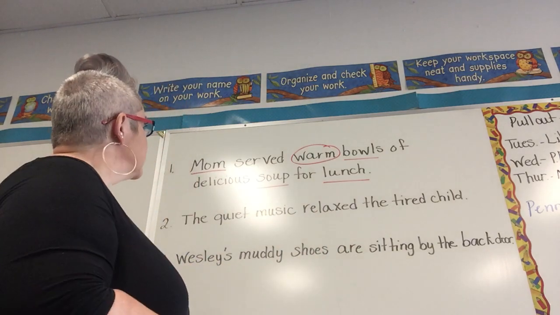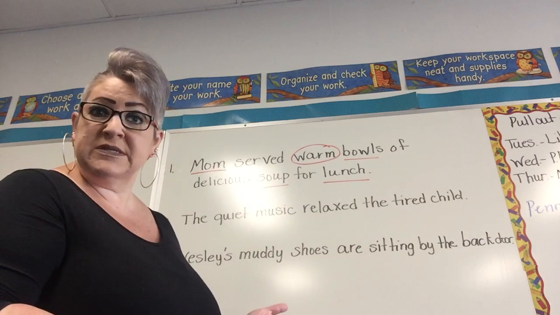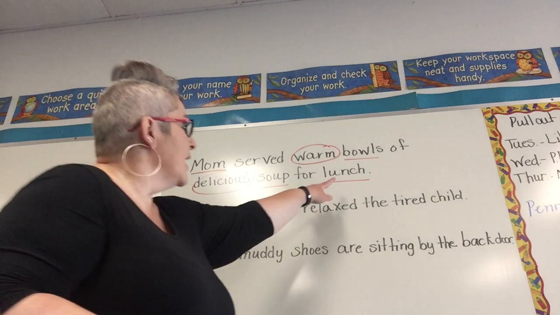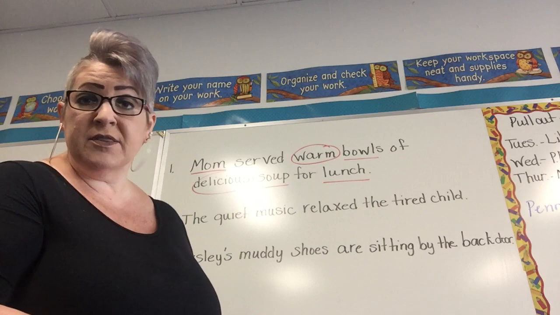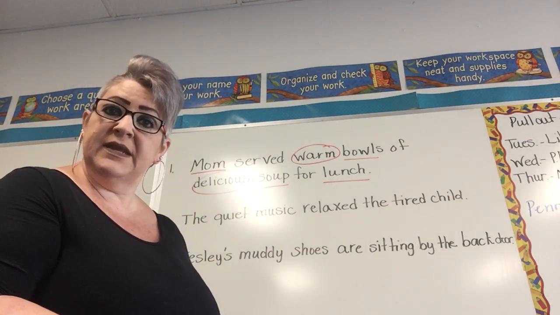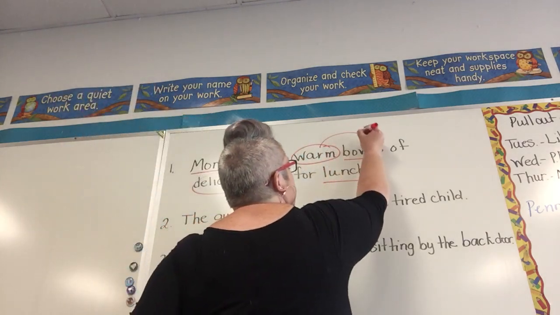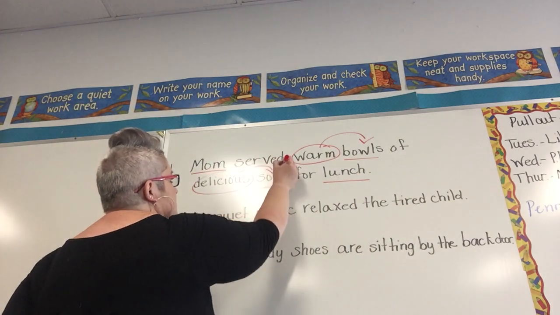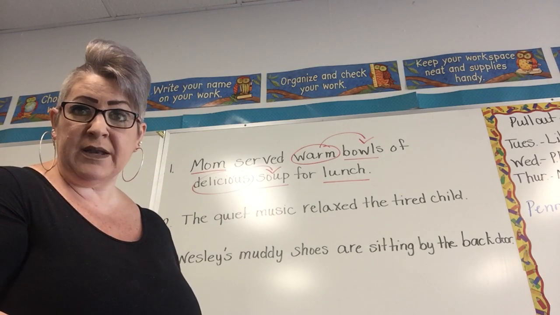Then I go to the next line, and I see that soup is a noun, and I ask myself, what kind of soup is it? It's delicious, and I circle that. Lunch does not have an adjective that describes it. The third part of the directions said to draw an arrow from the adjective to the noun that it describes. Well, warm describes the bowls, so I draw an arrow here. Delicious describes the soup, and I draw an arrow there. That is all you had to do for sentence 1.